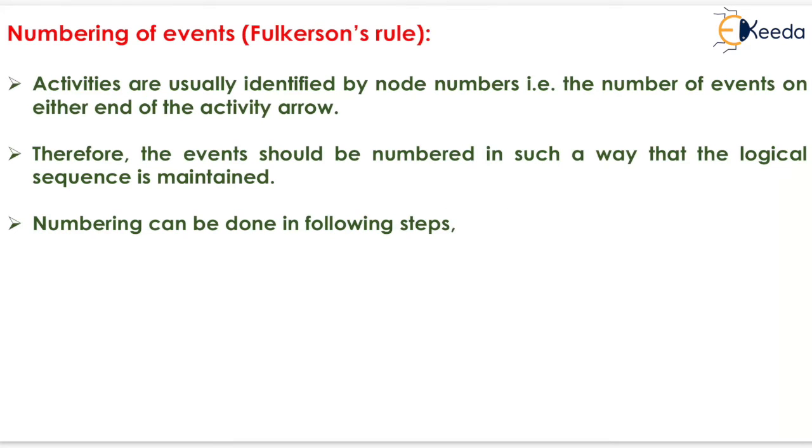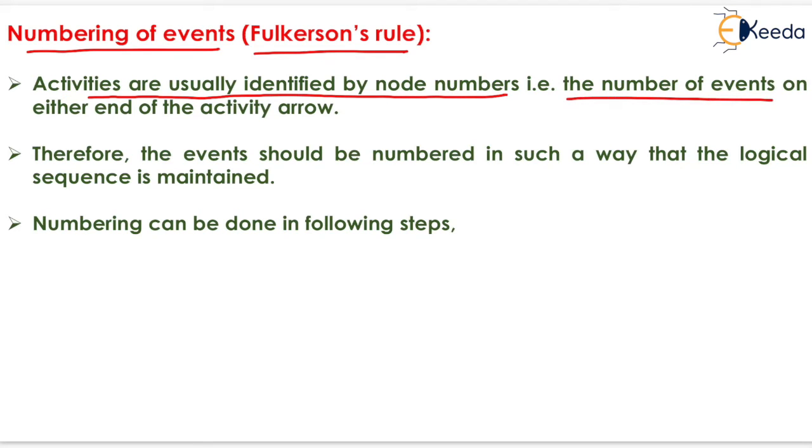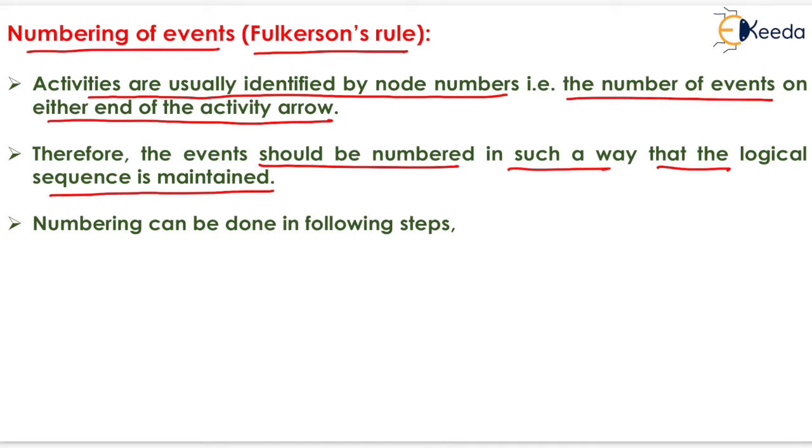Now, numbering of events is generally done with the help of Fulkerson's rule. In this rule, activities are usually identified by node numbers, that is, the number of events on either end of the activity arrow. Therefore, the event should be numbered in such a way that the logical sequence is always maintained. Numbering can be done in the following steps.